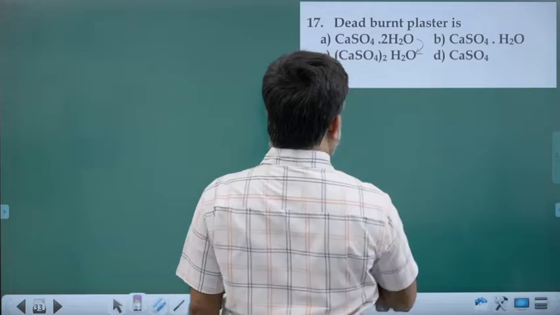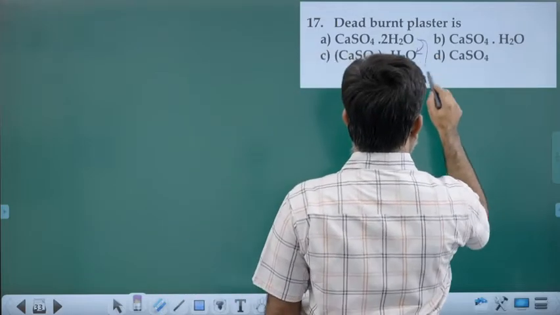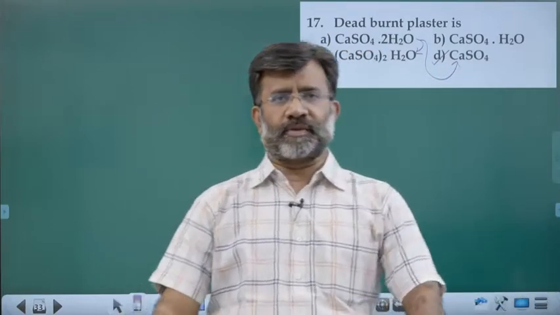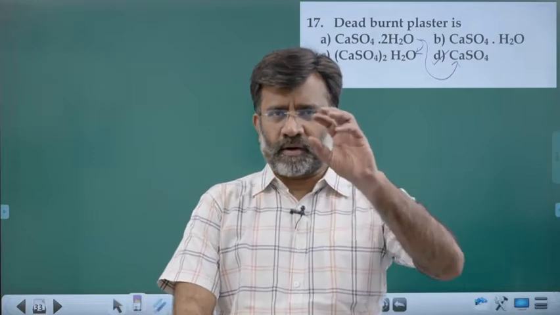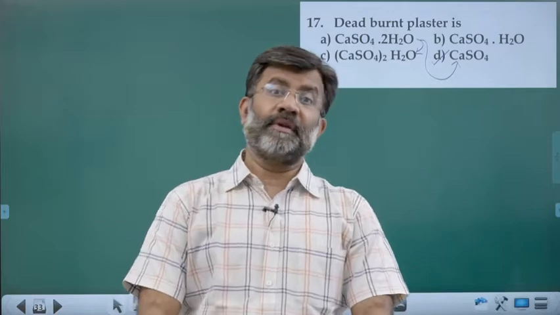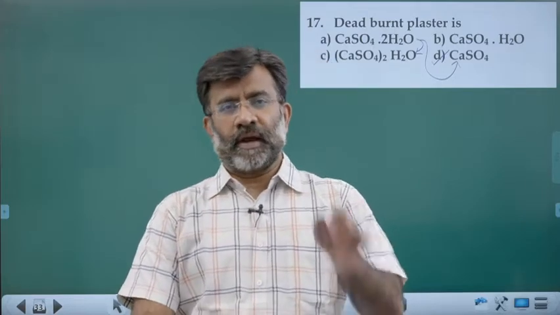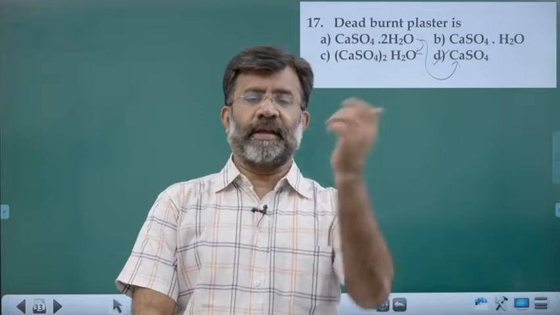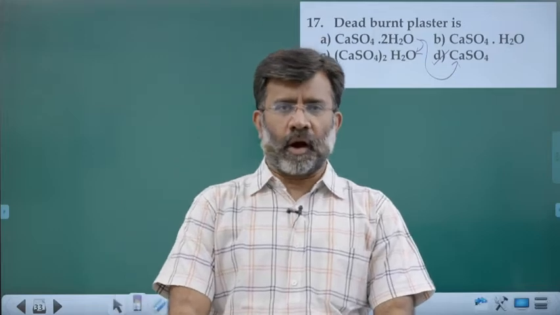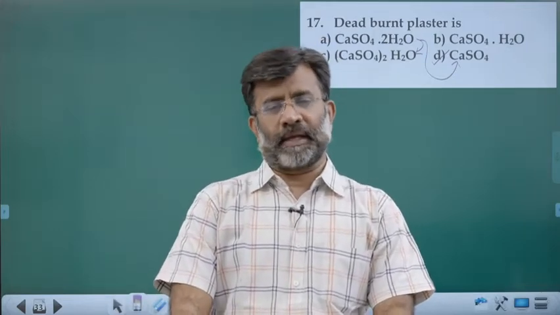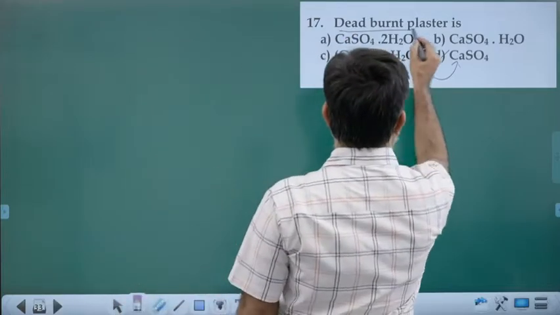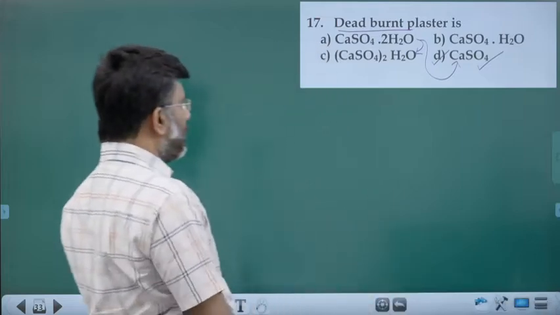You will get plaster of Paris, and gypsum on heavy heating, you get dead burned plaster. It is anhydrous calcium sulphate. Gypsum on controlled heating gives plaster of Paris, calcium sulphate hemihydrate. While the same gypsum on heavy, severe heating will lose all the water of crystallization and the setting property, everything gone, and it is called dead burned plaster. Anhydrous calcium sulphate is called dead burned plaster.